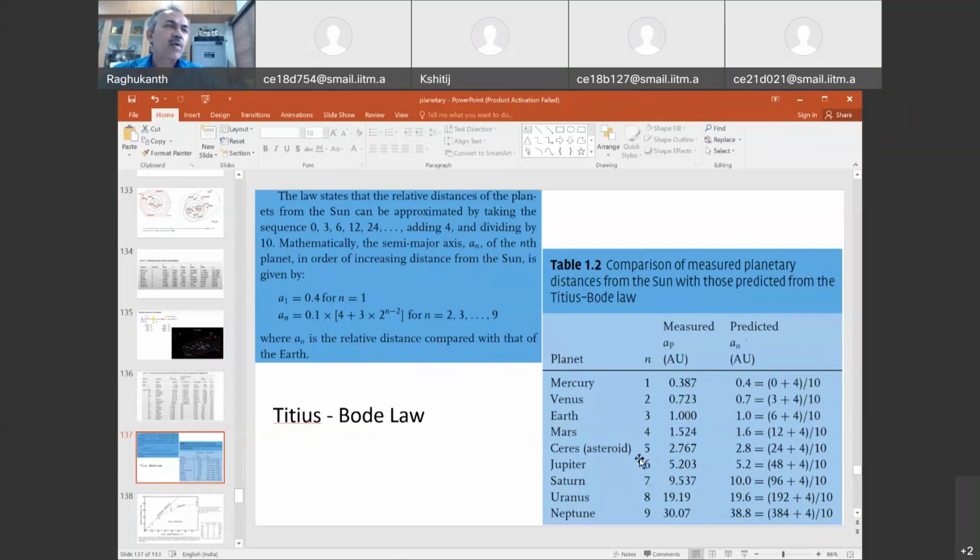I don't know why it works, but people have got some kind of idea of the distances of the planets from the sun. Very simple: starting from 0, the next number is 3, then 3 twos are 6, and you double everything, add 4, and divide by 10, so you will get the planetary distances. A very simple law to calculate approximately the distances of planets from a star. So this is how it looks.